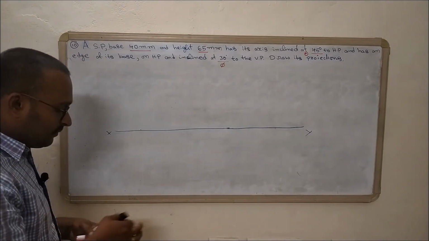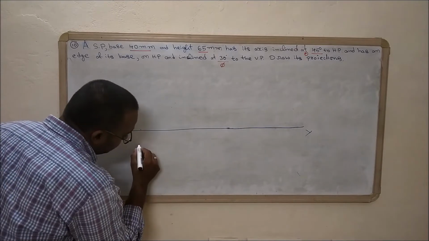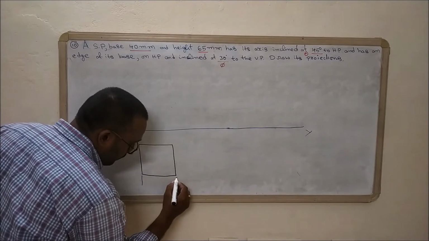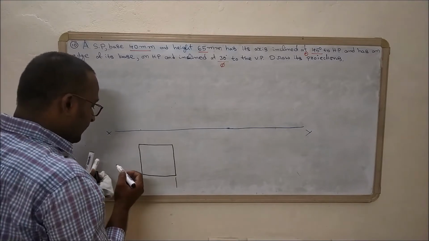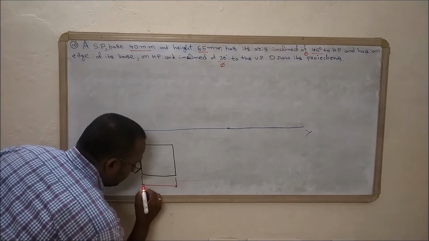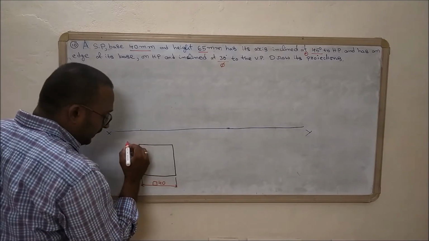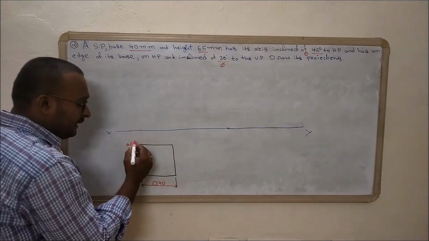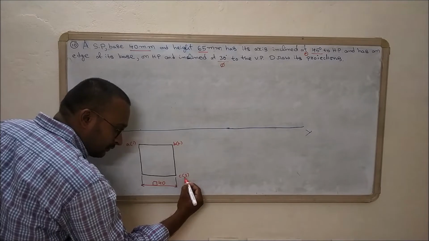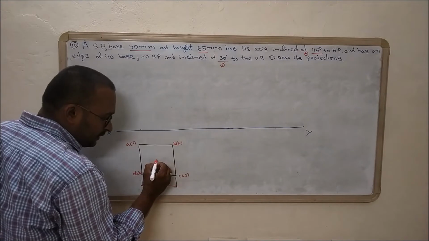Right? So now we will see. The problem is a square of base 40 mm, so here it is 40. Then it's a prism, right? A of 1, B of 2, C of 3, D of 4.